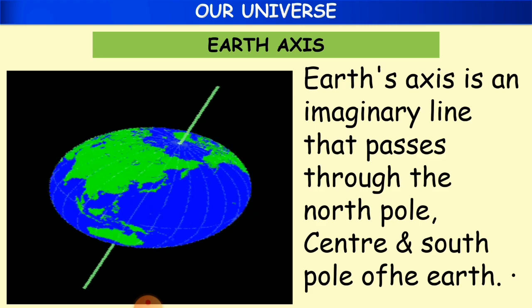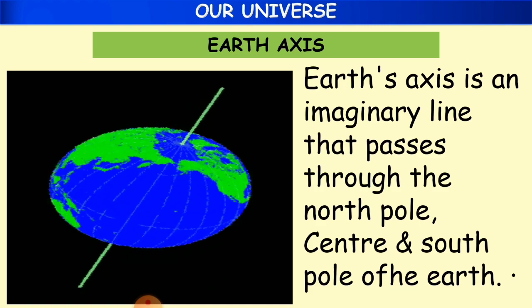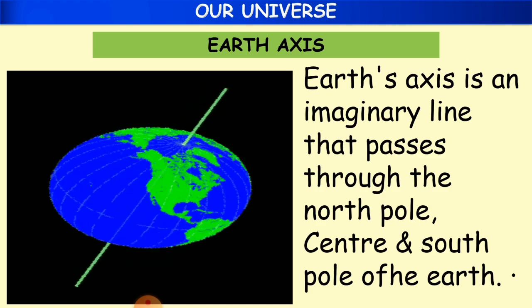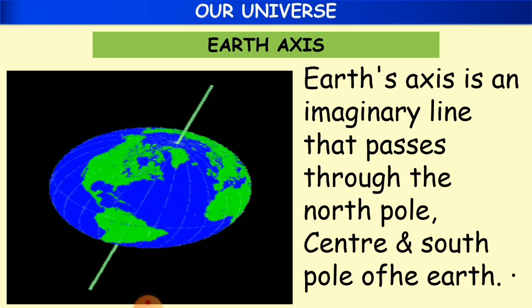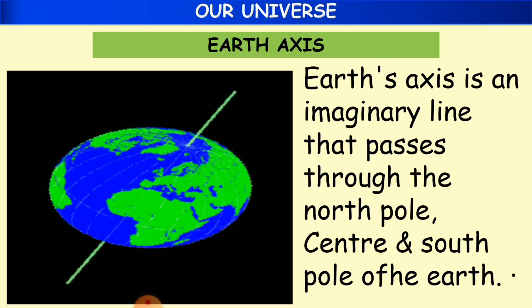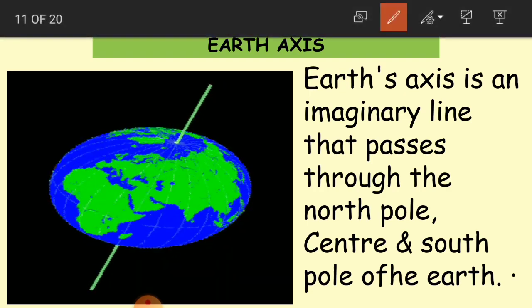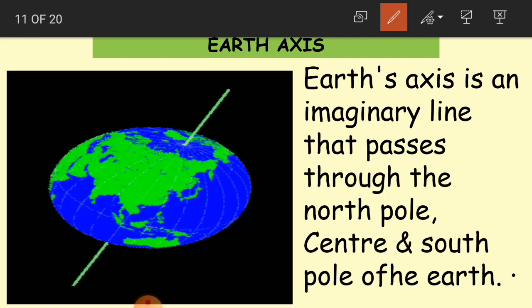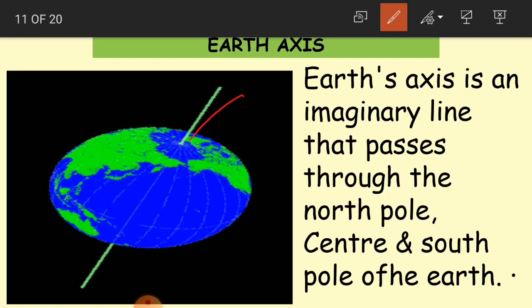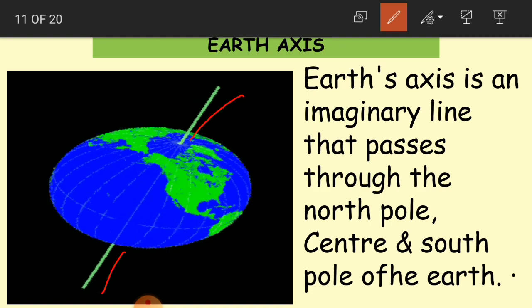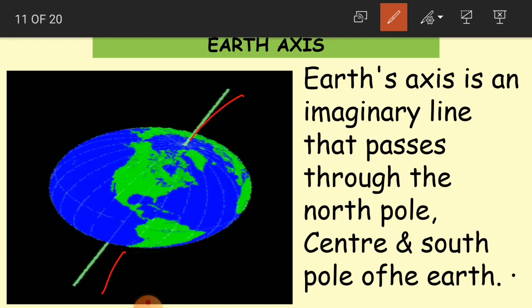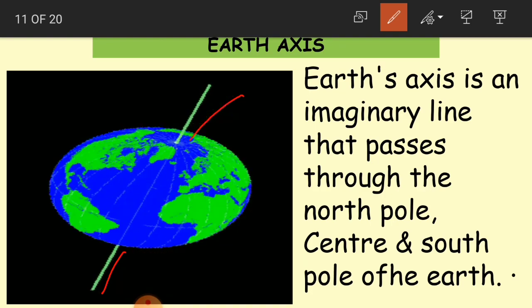So already we have discussed the universe and some of its celestial objects. Because earth is also a part of our universe, let us see something about earth now. Earth's axis. Are you able to see here? This part we call an axis.